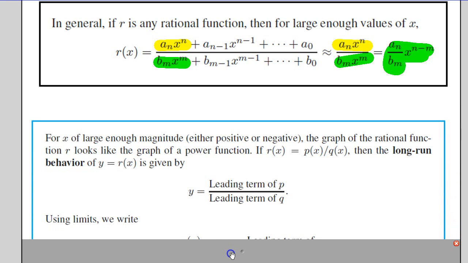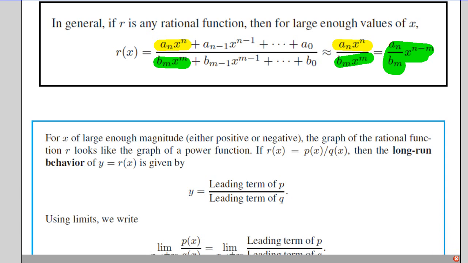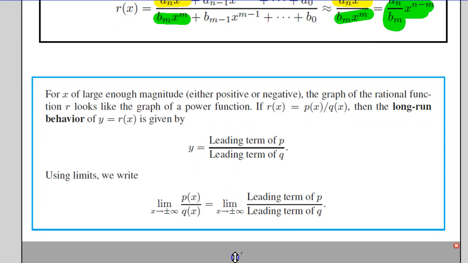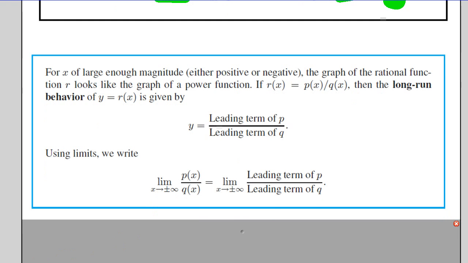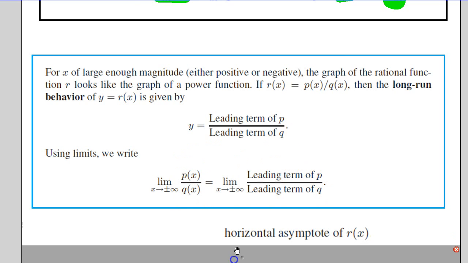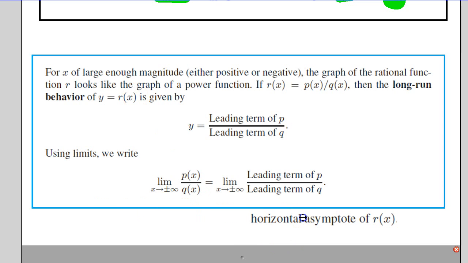Another way to say it is, for x of large enough magnitude, either positive or negative, the graph of the rational function looks like the graph of a power function. This is basically a summary. The long run is given by the leading term of p divided by the leading term of q, and this is a way to describe the long run behavior of the rational function. Interestingly enough, it also describes what the horizontal asymptote of the rational function is.